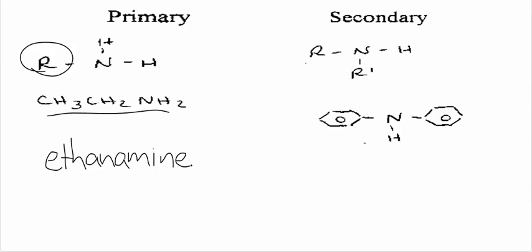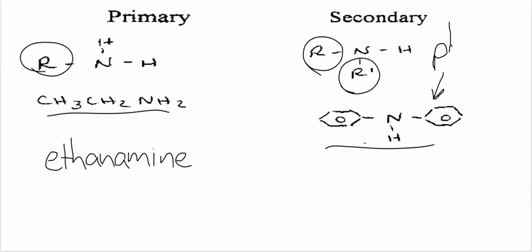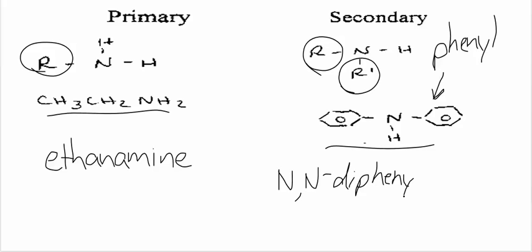Secondary amines have 2 R groups bonded to the nitrogen. Here's an example of a secondary amine. These groups right here are benzene groups, but when they're a substituent, they're called phenyl. So this compound would be called N,N-diphenylamine. And the N's indicate that the phenyls are bonded to the nitrogen.